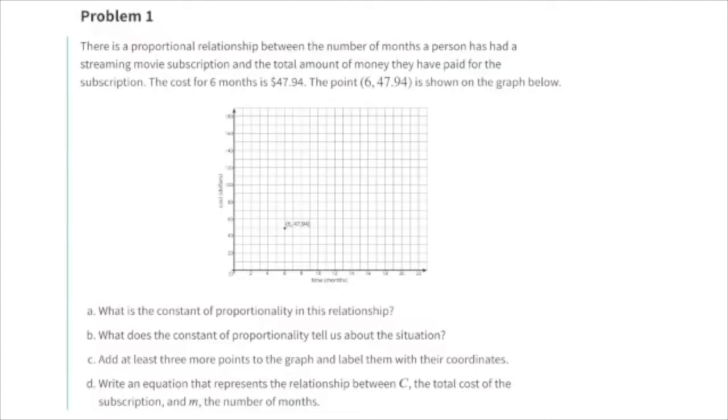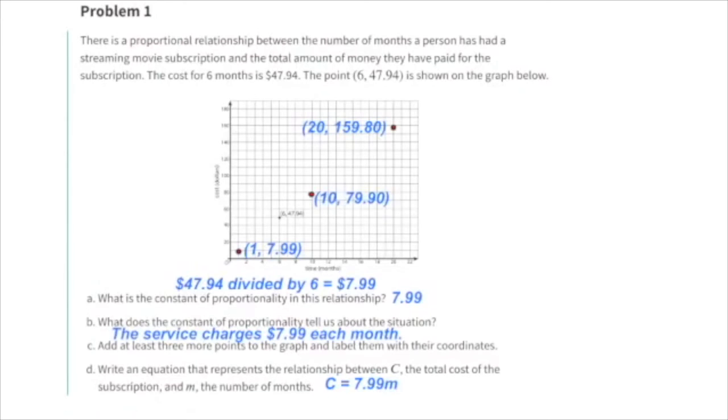The cost for 6 months is $47.94. The point (6, 47.94) is shown on the graph below. A. What is the constant of proportionality in this relationship? $47.94 divided by 6 equals $7.99. The constant of proportionality in this relationship is $7.99.